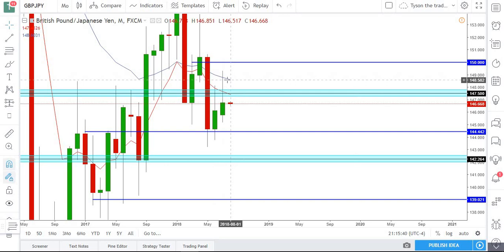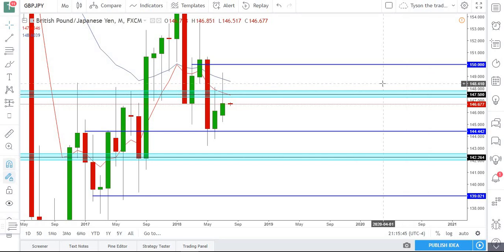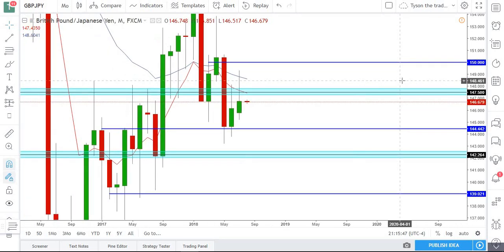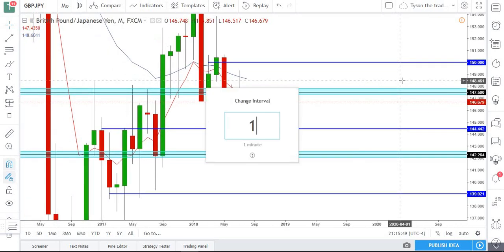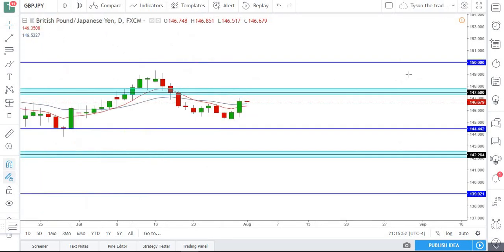I won't say the exact coordinates of these EMAs because I need to be fair to our members. So now we have a directional bias which is bearish. We can drop down to the daily to make much more sense of this chart.